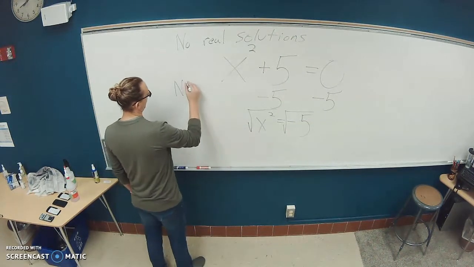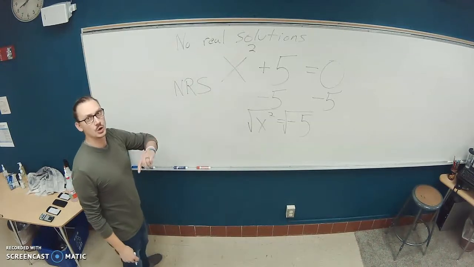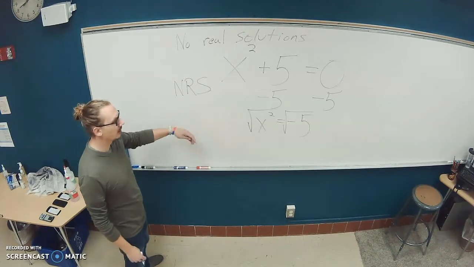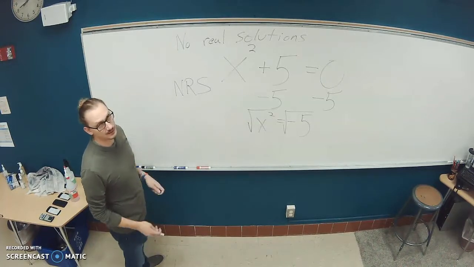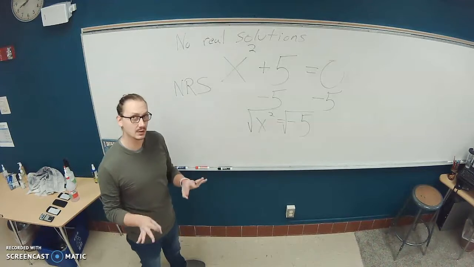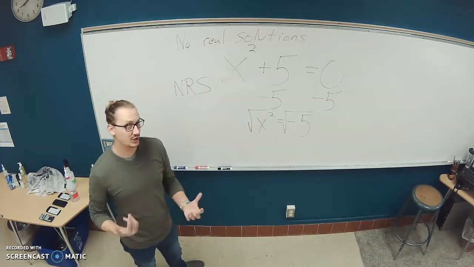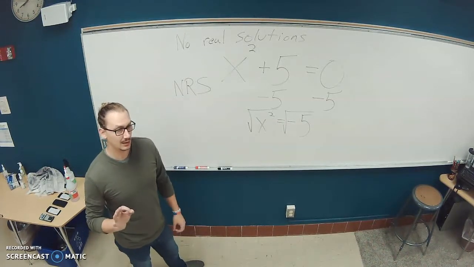In the assignment, you just write NRS, no spaces. If you add spaces, it'll be wrong. So either type no real solutions or write NRS for no real solutions. And it is important that you say no real solutions because, like I said, there are imaginary ones. So if you say no solutions, that's technically not true.